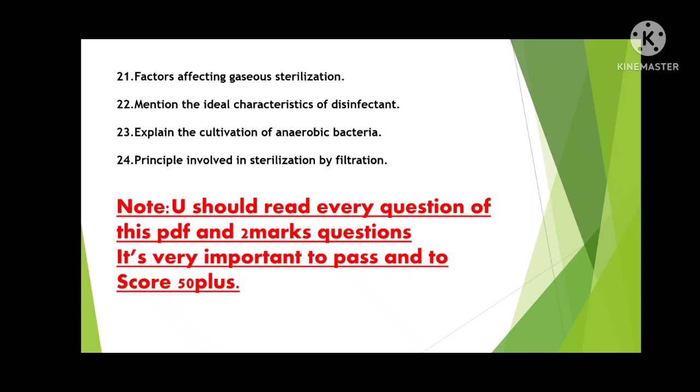Mention the ideal characteristics of a disinfectant. Don't go directly to the characteristics. First write the definition of disinfectant, then write some of the basic functions of that disinfectant, then go for ideal characteristics. Or you can write the definition first, then go for the characteristics, explain those characteristics, then go for functions of that disinfectant. Then explain the cultivation of anaerobic bacteria.